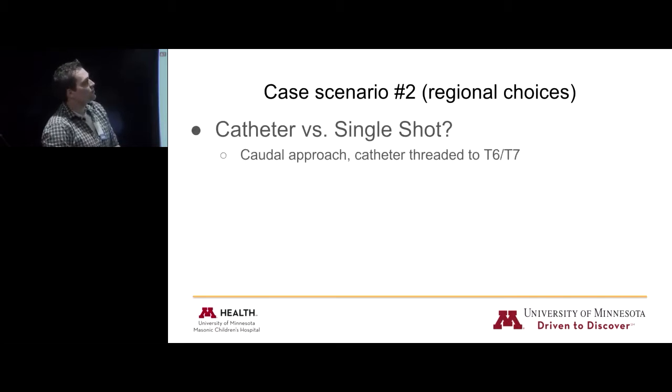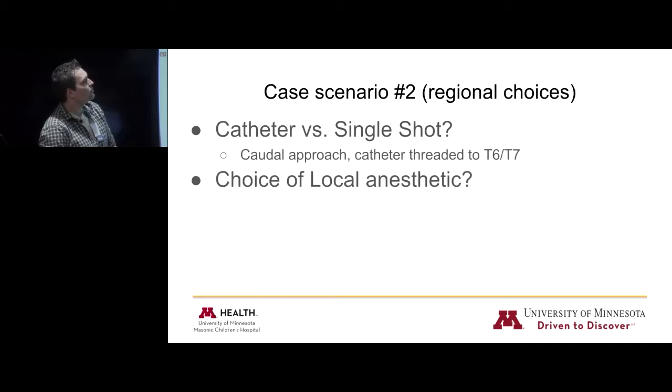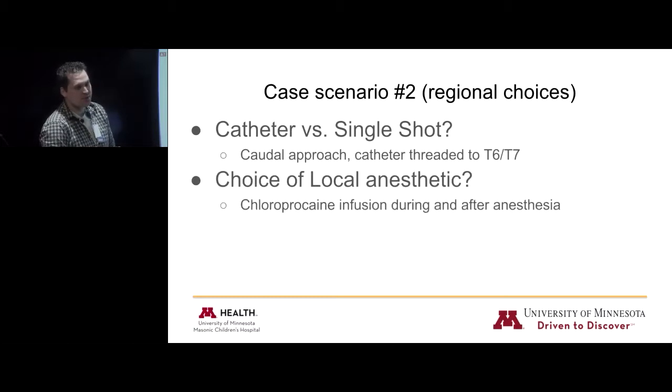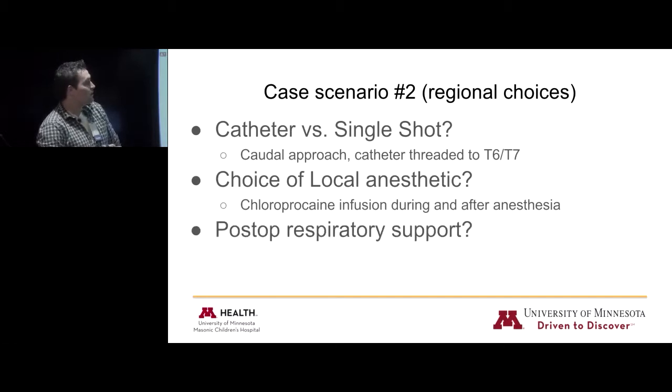We actually went for a catheter, and we used the caudal approach and went up and threaded the thing all the way up to T6, T7. The local anesthetic we chose was chloroprocaine, just because it is a very nice drug to use over a longer time, and it is being taken care of by the body very, very quickly. And we were actually able to extubate this kid at the end of the procedure, and that's one of the real benefits of using the regional, because there is much less need for respiratory support after the procedure.